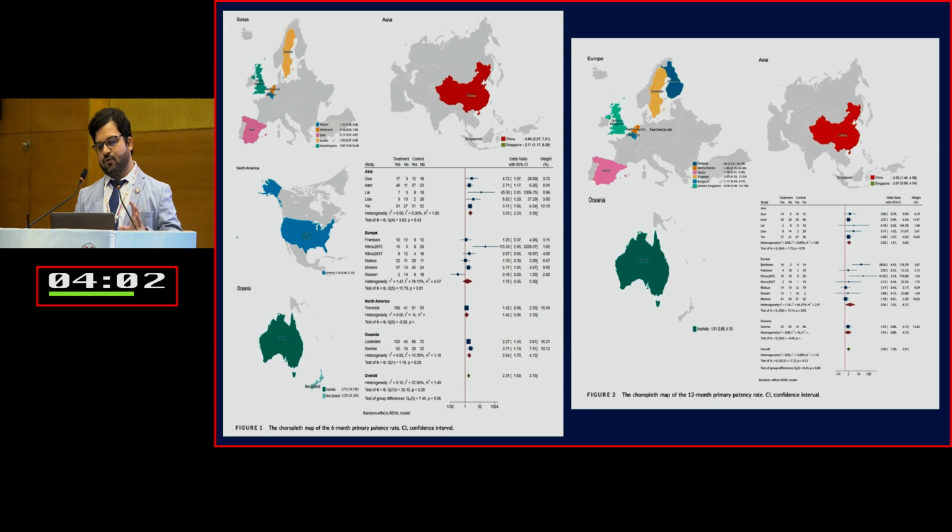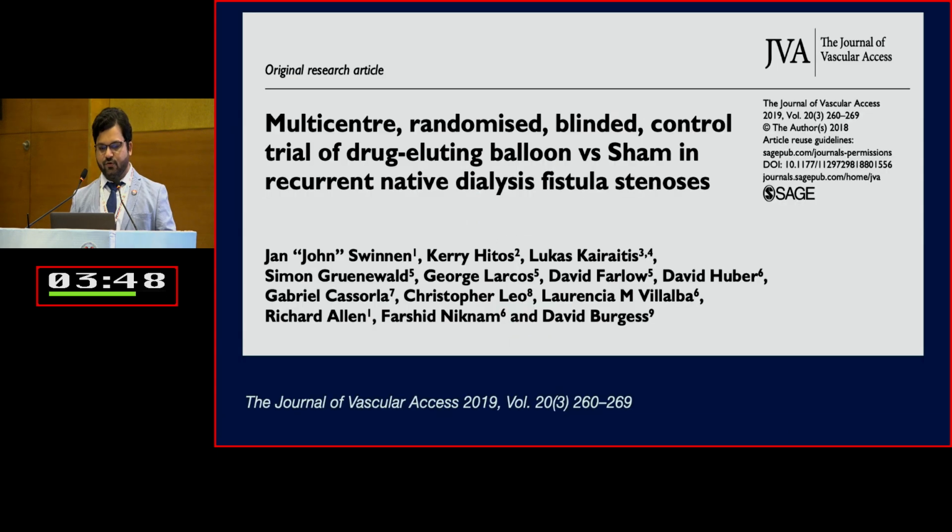This study was very extensive, which included multiple regions of the world, and one more conclusion of this study was that there were regional variations also in the AV fistula dynamics and patency rates when the angioplasty was done. So this is the last trial that I will discuss.